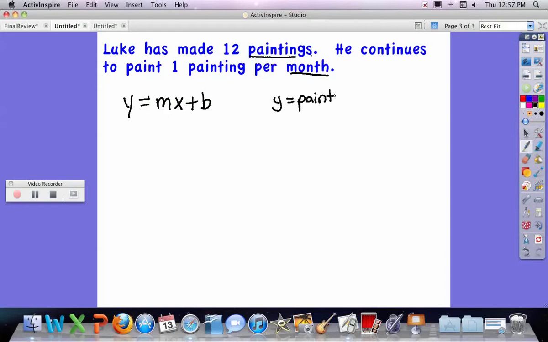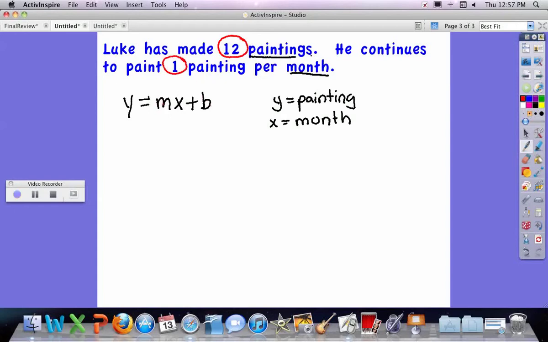Months is a time value. And almost any time in your scenario is your x, your independent. When I look through this problem, I also see two numbers that are going to help me write my equation, 12 and 1.